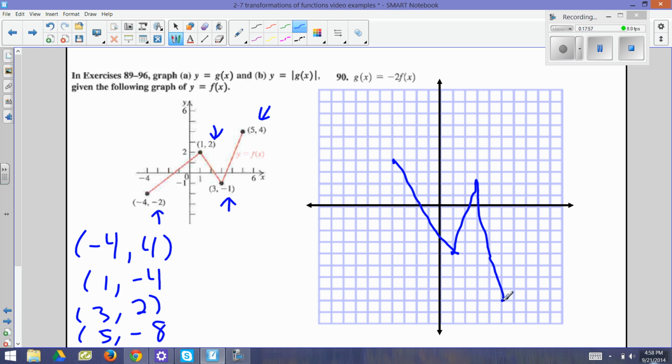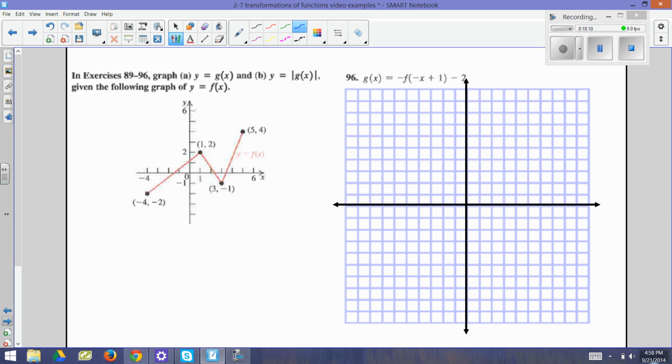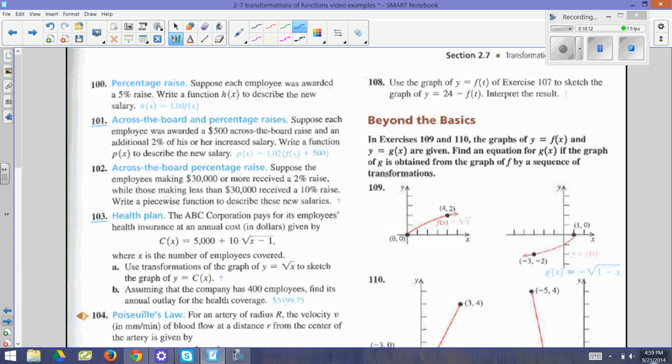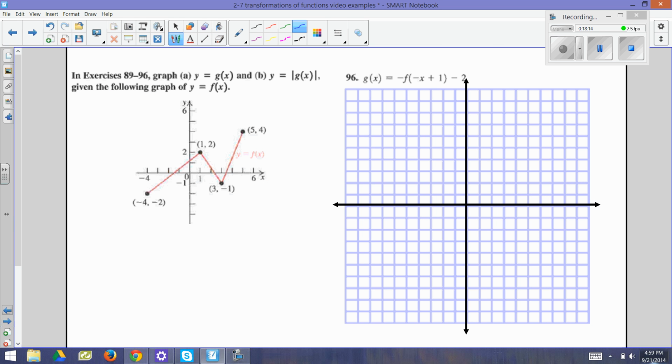So it rotates it around the axis. So my y is changing signs from positive to negative around the x-axis. And then it stretched it by a factor of 2. Let's try another one. This will be the last example.